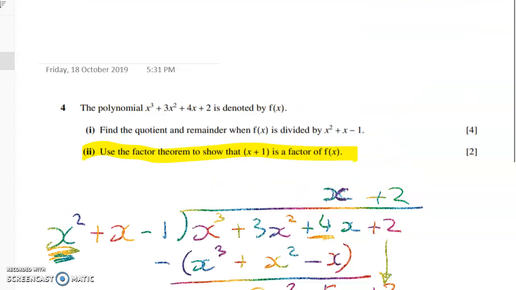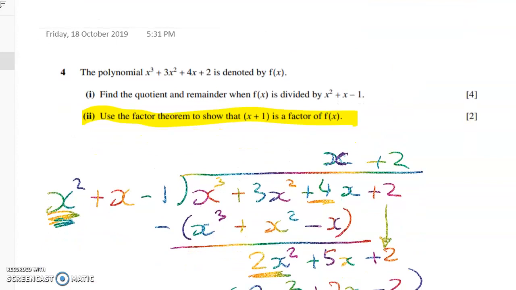Now I said I wasn't going to do that last bit, but let's just have a quick look. Use the factor theorem to show that this is a factor. What I want to do is to work out f of negative 1, and I know already that when I put that in there and substitute it in, look, I've just about done the question.